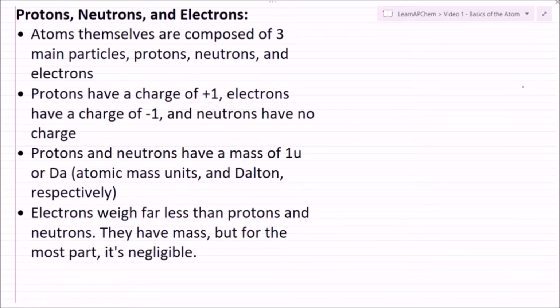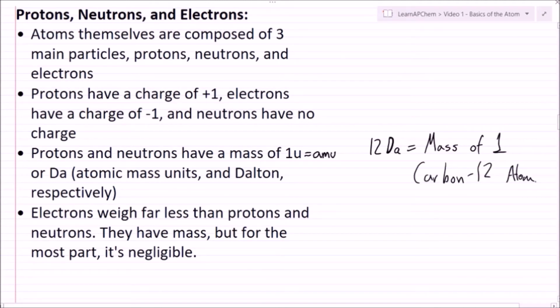Protons and neutrons have a mass of 1 U, or Da. So U means atomic mass units, and Da stands for Daltons. You might also see this written as AMU. They're both correct. And a Dalton and an AMU are the same thing. So 12 Daltons, or 12 AMUs, is described as the mass of one carbon-12 atom.